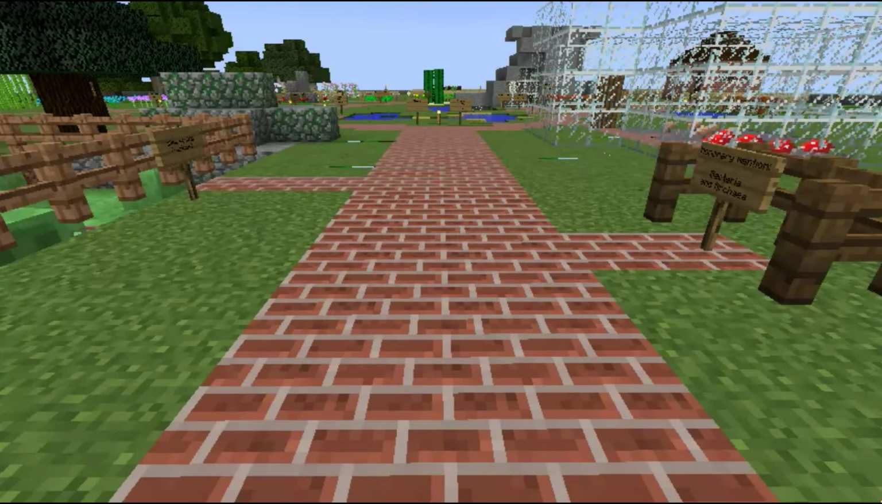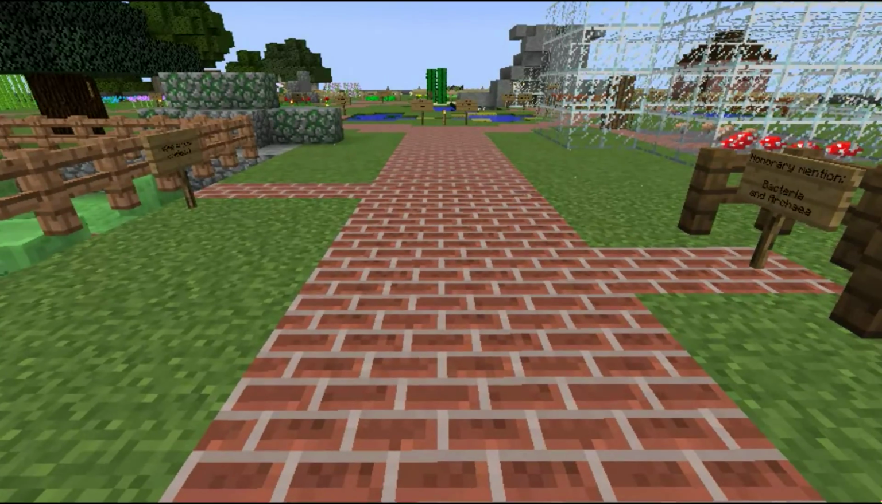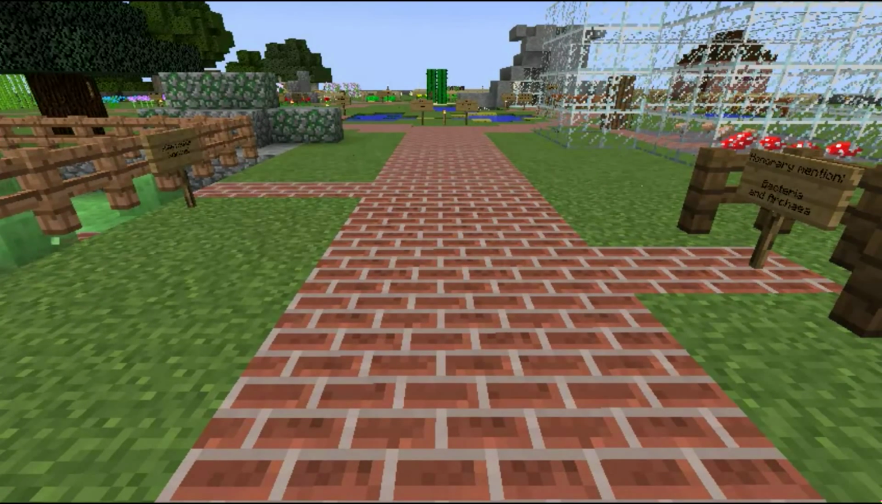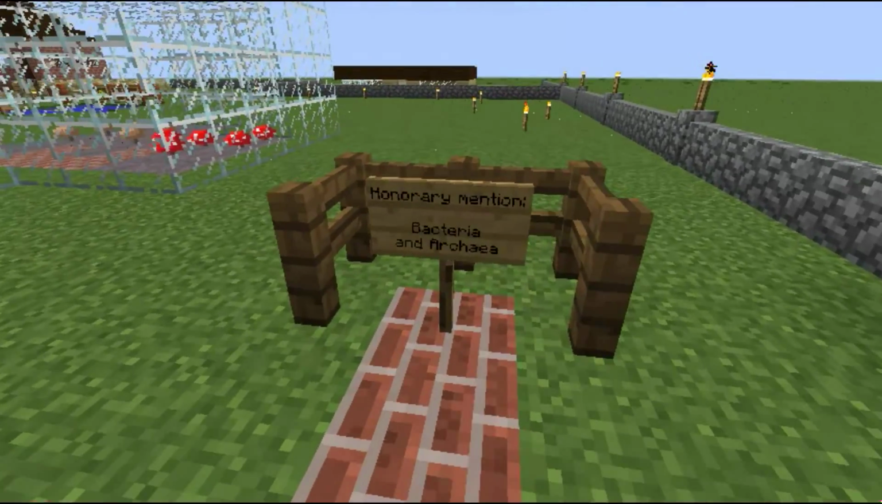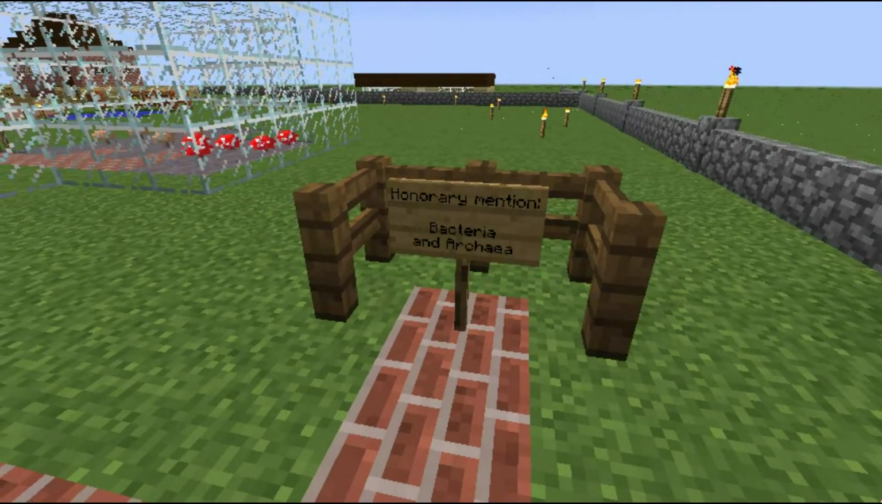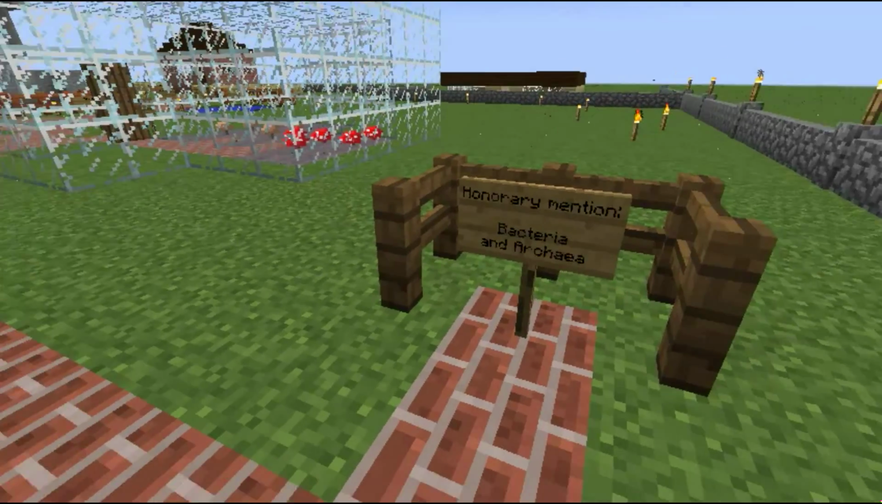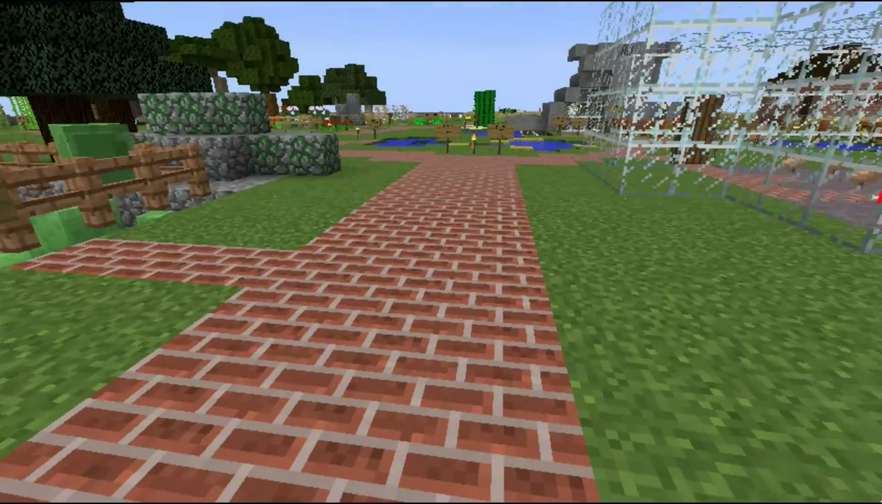So no zombies, no dragons, and at the same time no real-life creatures that aren't in Minecraft, except for the odd honorary mention. Like you'll notice here, I've given a wee honorary mention to bacteria and archaea because none of them are represented in Minecraft, and it's a shame because there's so many of them. But moving on to the ones that are.